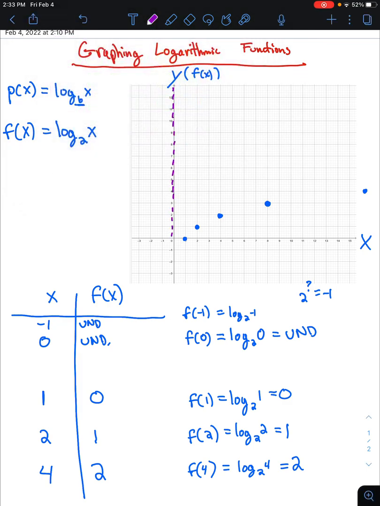We will never be able to input 0 or any negative number and get an output. So one feature of our logarithmic graphs is that we have an asymptote at x equals 0. We have a vertical asymptote on our parent graph at x equals 0.